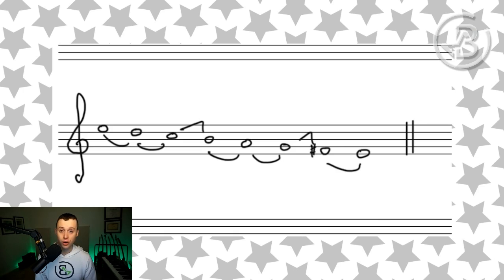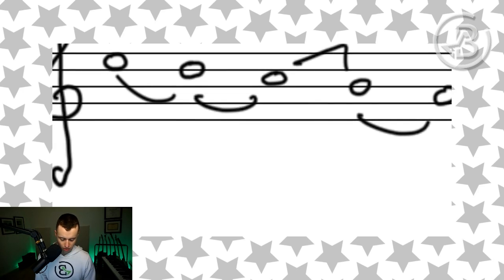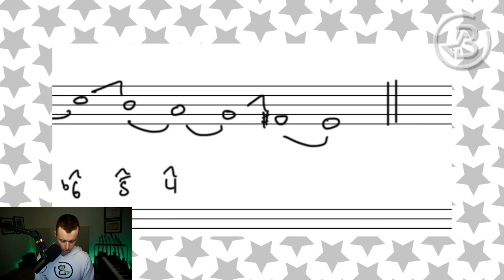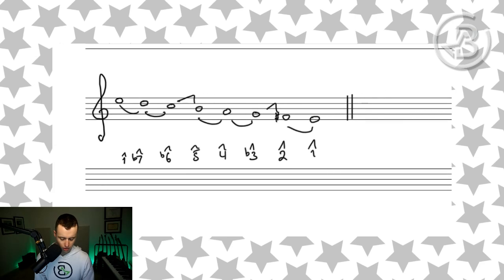Now, for a bonus, you can actually write down your scale degrees. We have scale degree 1. We have scale degree 7. I'm going to put that flat in front of it. Then we have scale degree 6. I'm going to put that flat there. Then scale degree 5. Scale degree 4. Scale degree 3 with a flat, remember, because it's a half step lower than for a major scale. Scale degree 2, and then we're back to scale degree 1.